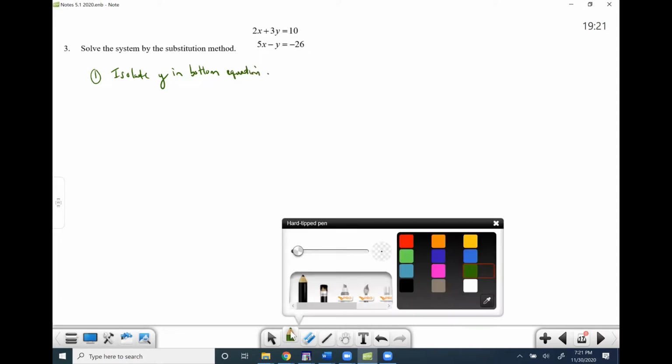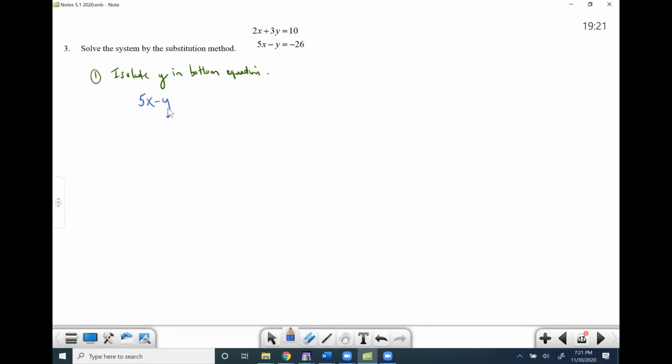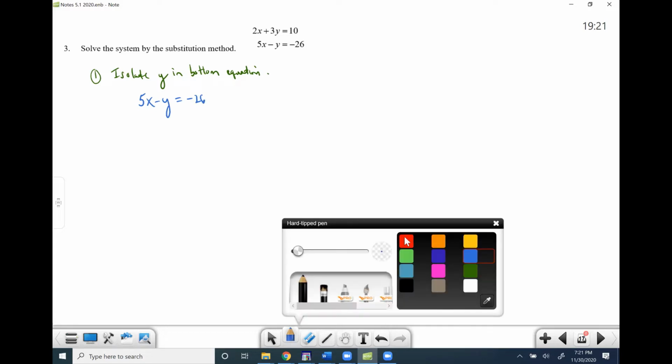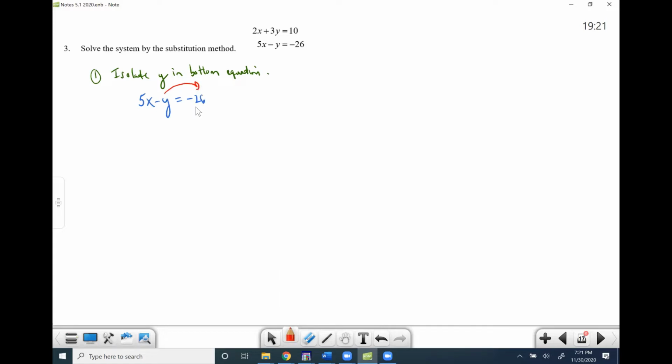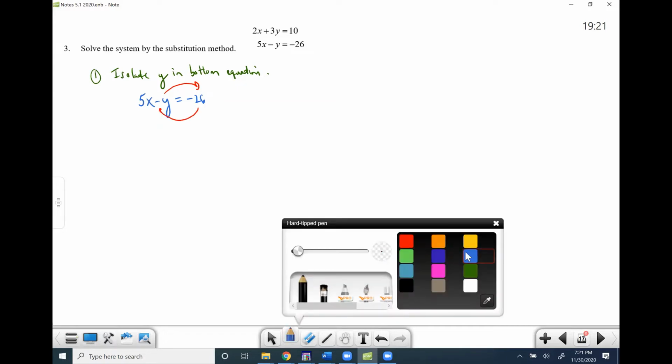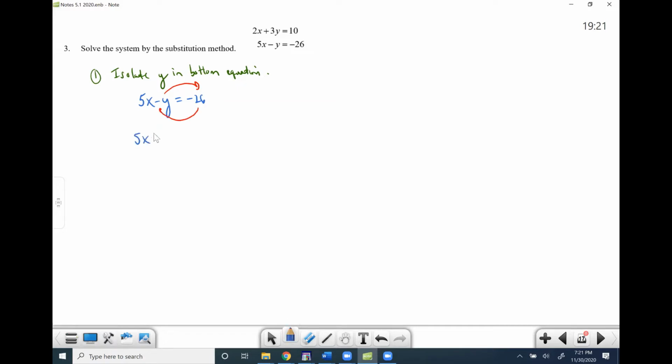All right, so let's go ahead and take the bottom equation and we'll isolate y. We could really quickly isolate y if we just move the y over to the other side and then move the 26 over. Do a little switcheroo here. So 5x plus 26 equals positive y. There, we isolated the y.